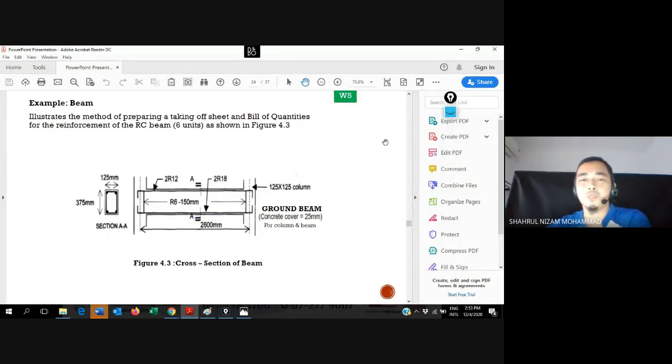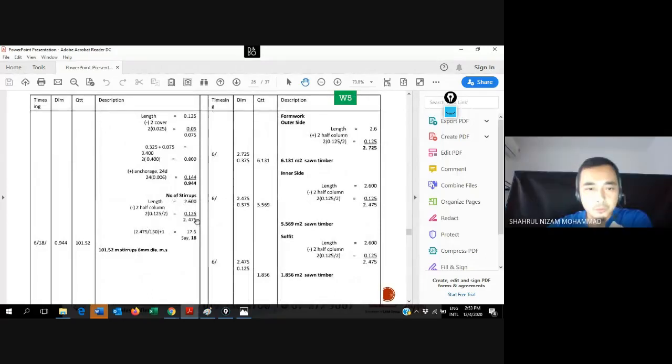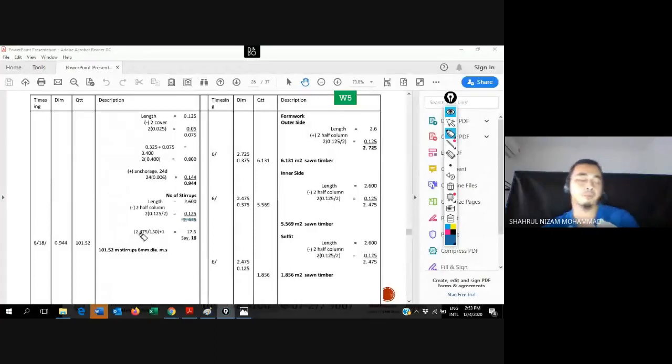So the formula, you will get the length is 2.475 here. Okay, and then the formula to determine number of stirrup, you need to memorize this one. This is the formula that will not be in your final exam, and you need to memorize by your own. In any test also, the formula will not be provided.